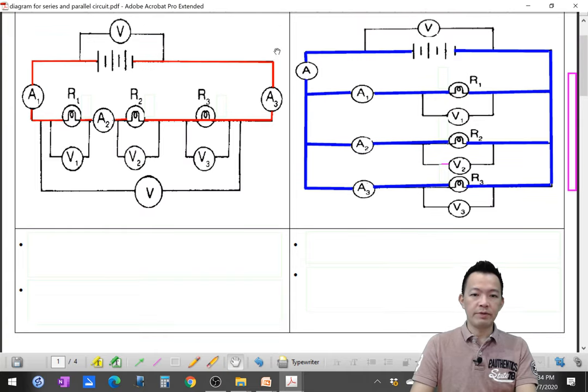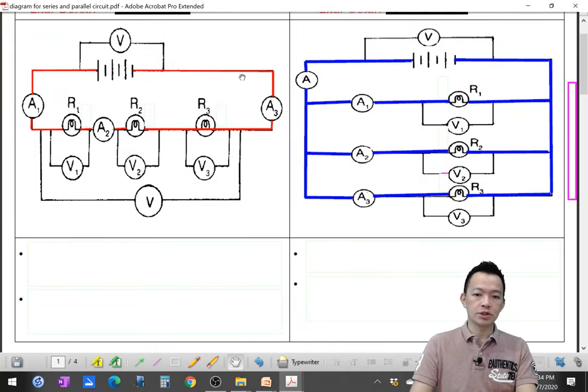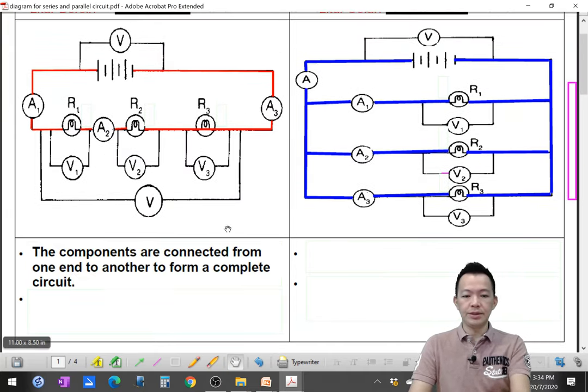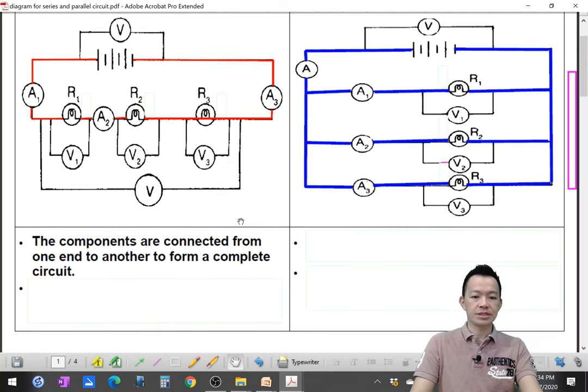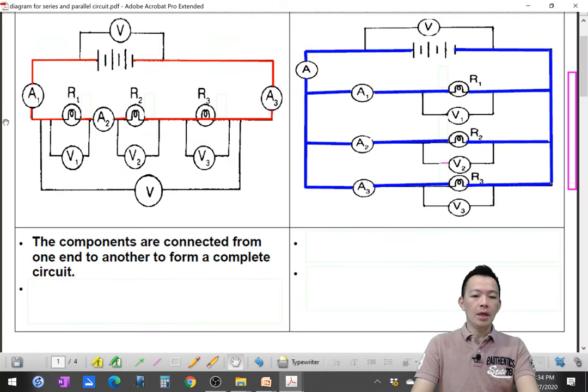Okay, so what's meant by series circuit? 什么叫串联呢? What's the meaning? Don't know. Okay, copy first. The components are connected from one end to another to form a complete circuit. 里面的东西呢, from one end connected to another end to complete a circuit. 这种就叫 series circuit. Not understand? Never mind. 不明白. Okay?